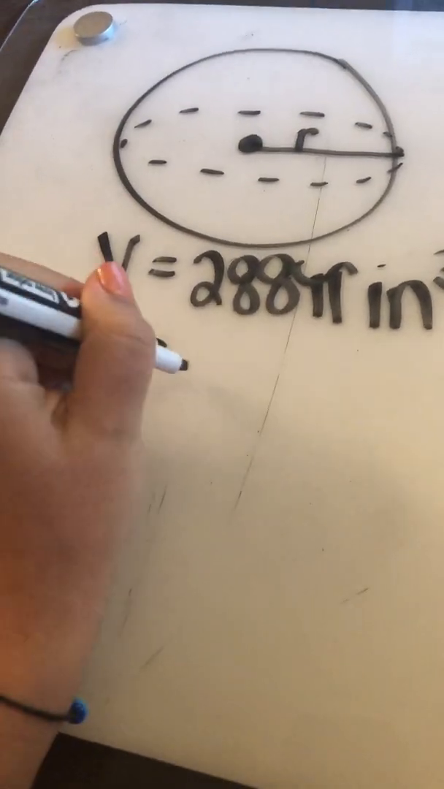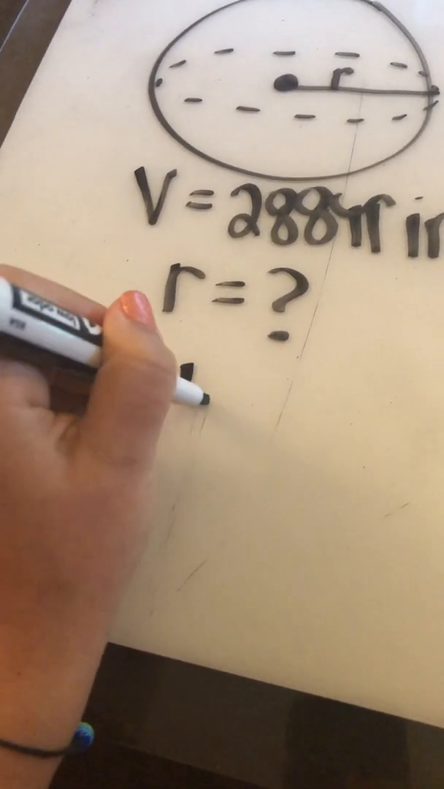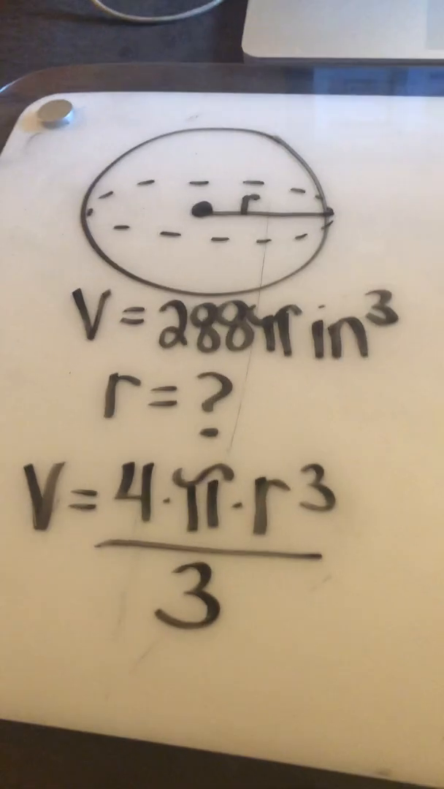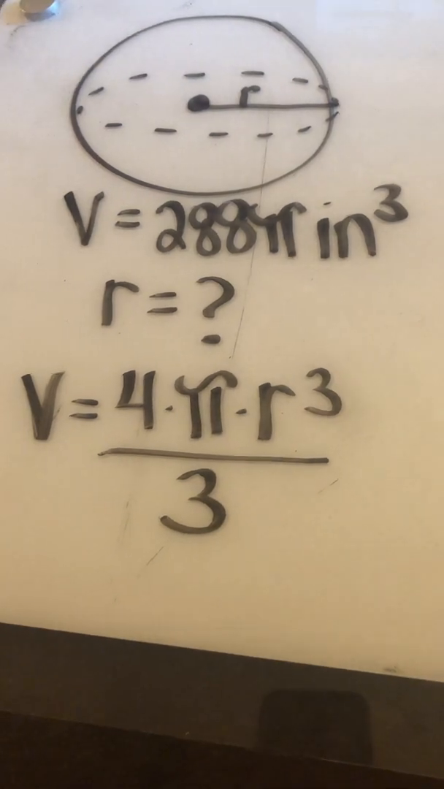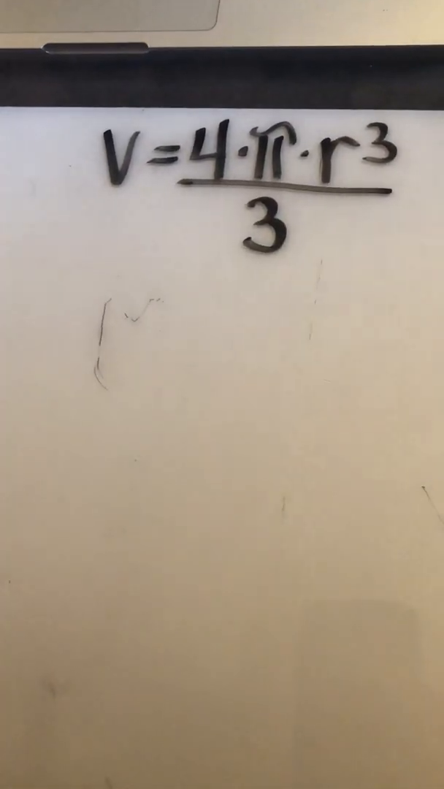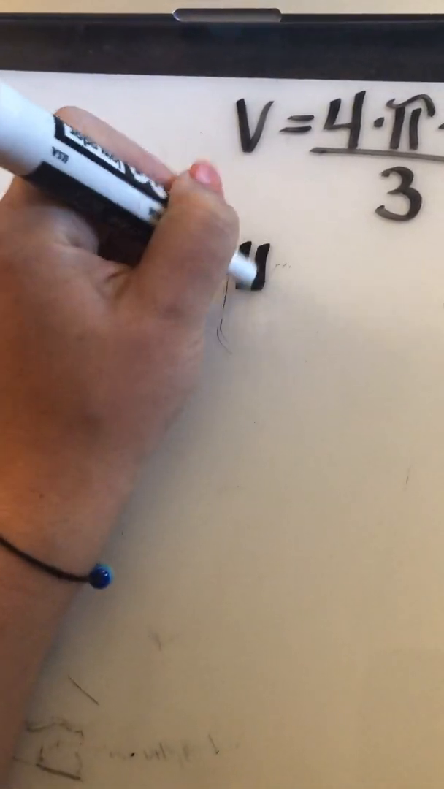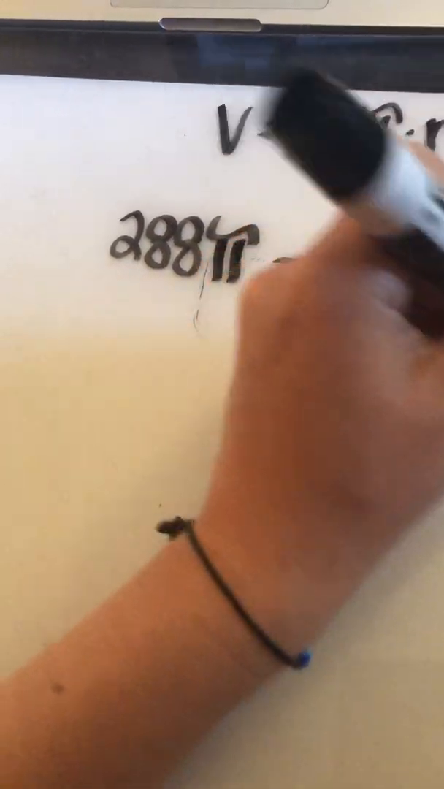So again, we are looking for the radius, and we're going to use the same formula we used yesterday, which is 4 times pi times r cubed over 3. I feel like some of you may even know how to start this one off because it's similar to the cones we were doing, but let's go through it anyway. I'm going to rewrite that formula at the top so that we see it again. Okay, and now I'm going to plug in what we know. The volume is 288 pi, equal to 4 times pi times radius cubed over 3.